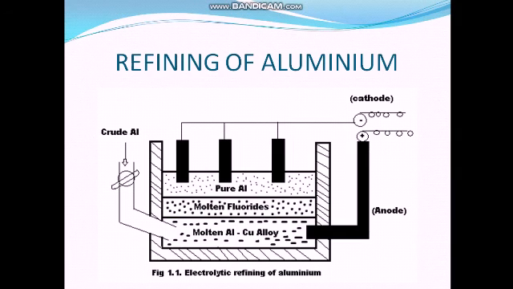Now see what reactions will take place at the cathode and anode. At the anode, the aluminium will lose electrons and change into aluminium ions. And at the cathode, these aluminium ions will gain electrons and change into pure aluminium. So from the anode, the ions move towards the cathode, leaving the impurities behind, and at the top, at the cathode, we will get the pure aluminium metal.